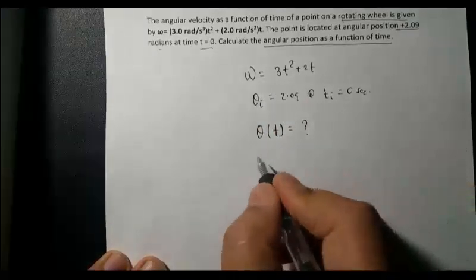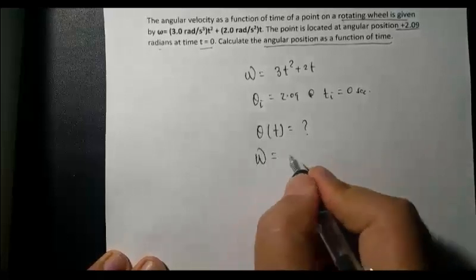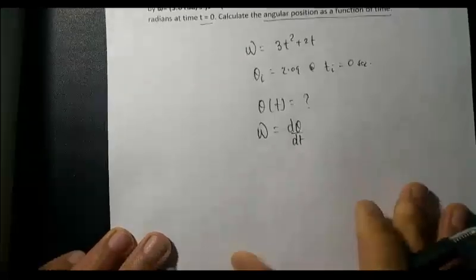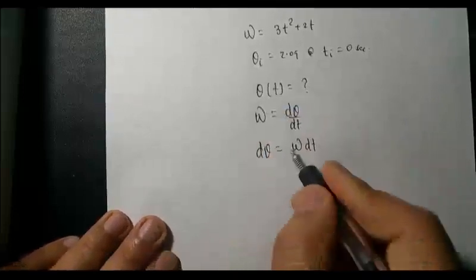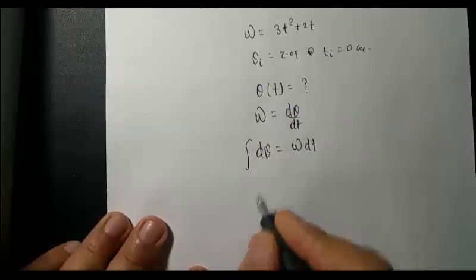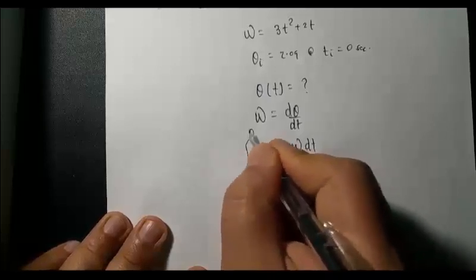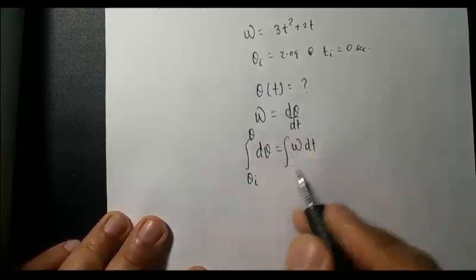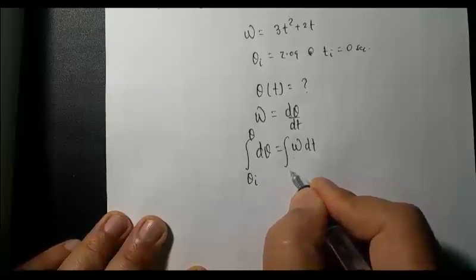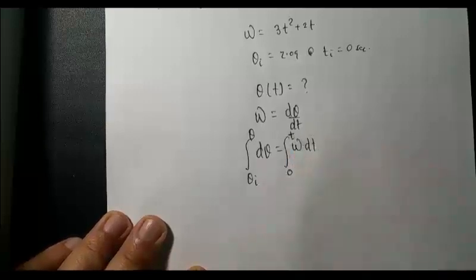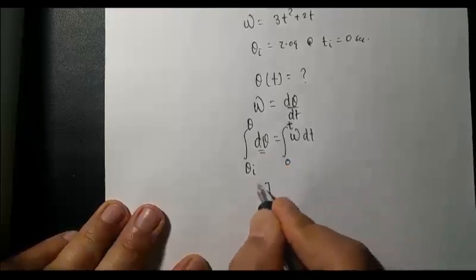To do that, first use this relation. Since omega is d theta over dt, d theta will be omega dt. Now you have to do integration. So integration from some initial angle to the final angle theta, that's what we are finding. And you're integrating over time from the initial time 0 to t.